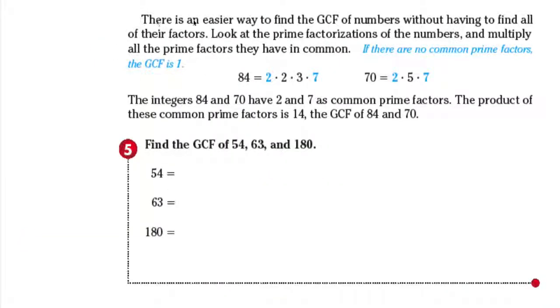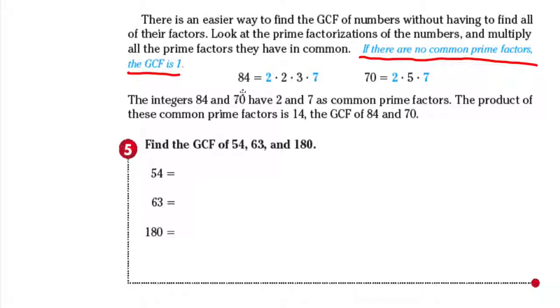Again, like I told you, there's an easier way to find the GCF of numbers without having to find all their factors. The reason why it's easier is that once you start having numbers that are huge, for example, find the GCF of 1324 and 465, looking for factors would be a very difficult task. So look at the prime factorization of the numbers and multiply all the prime factors that they have in common. If there are no common prime factors, the GCF is 1. And again, a lot of these things you forget to look at. So if there are no common prime factors, their GCF is equal to 1.